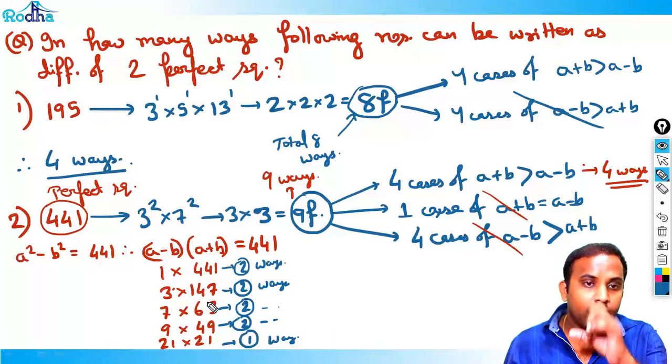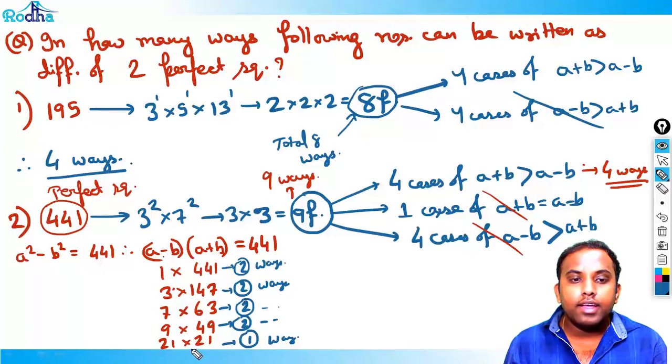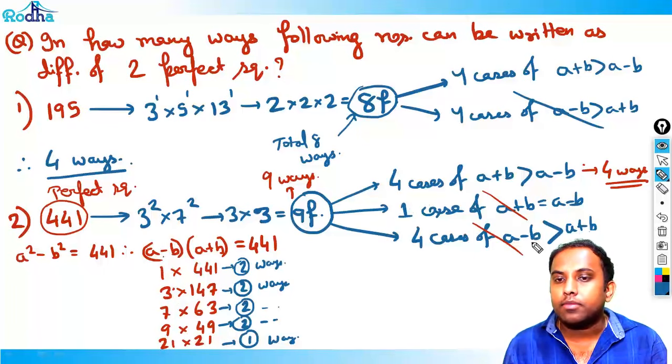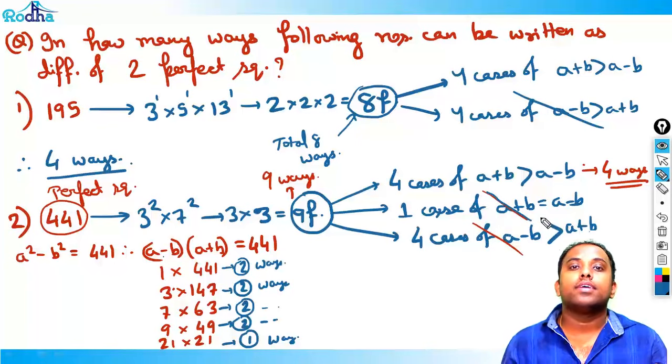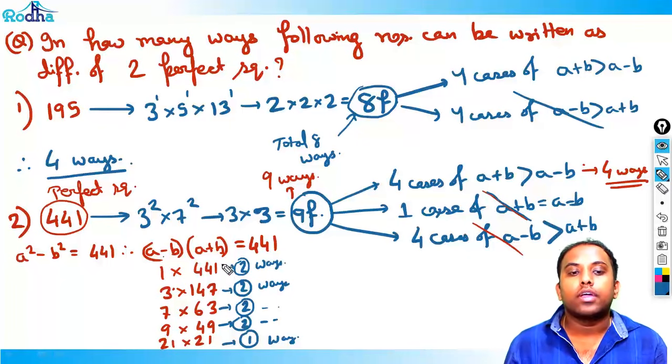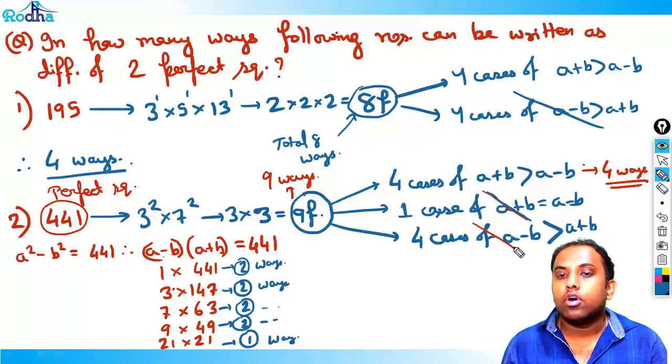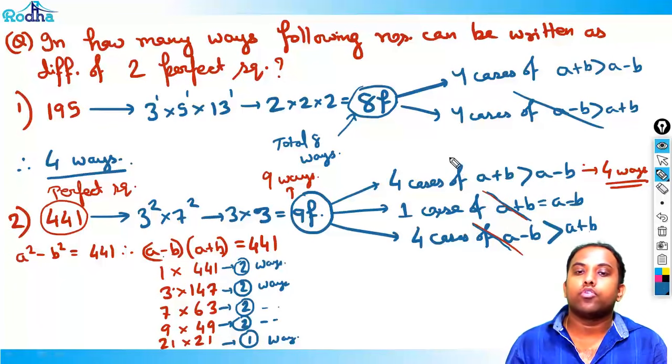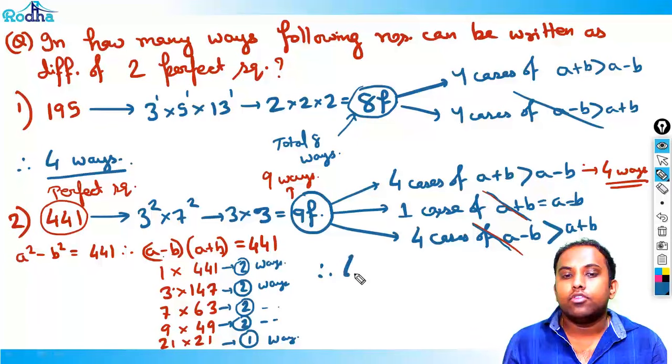So obviously, a minus b can't be equal to a plus b, right? So second case I don't need to take. Obviously, the sum of two numbers cannot be equal to the difference of two numbers, right? That is not possible. You take an example. Now, this case is not possible and already this case is gone. So what I'm left with is only a plus b greater than a minus b. How many ways total? 4 ways. So 4 ways is done. Therefore, the answer is 4 for this question.